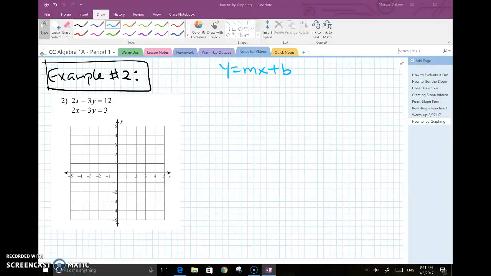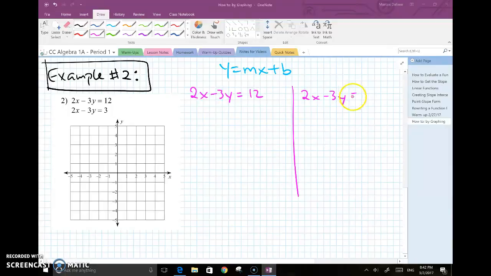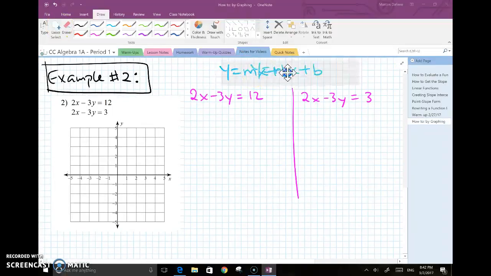So starting with the 2x minus 3y equals 12. And let's put the other one right next to that. So that would be 2x minus 3y is equal to 3. Now, to make it into slope-intercept form, which is this blue equation that you see right there, I have to realize that the y has to end up dominating the left side. And that means that everything else must go to the opposite side of the equal sign.